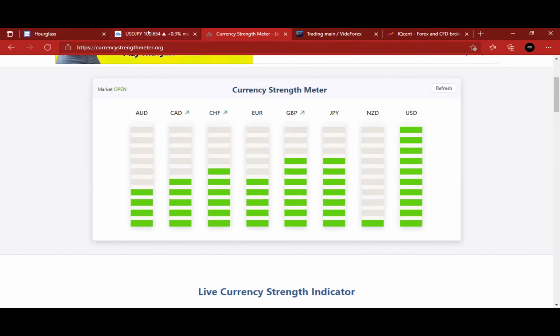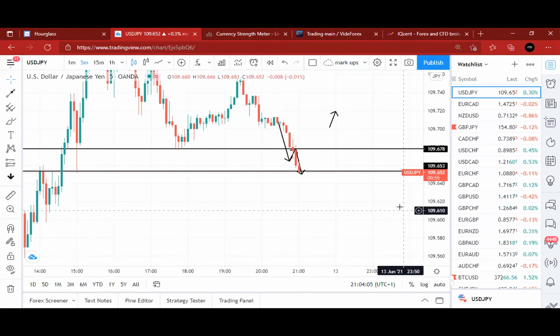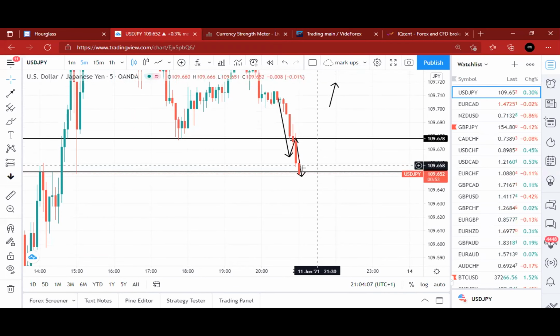So this is one of those lessons we actually learn. You can see it's actually respecting this other floor here, and it's even trying to break it already. So this is one thing I don't like to take.